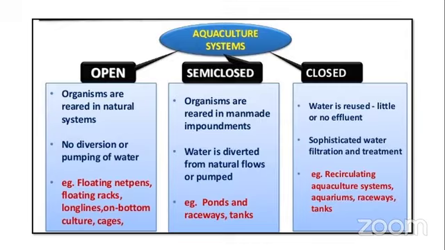The aquaculture system can be open, semi-closed, and closed type. We have discussed the open and semi-closed types. Now it is the closed type of system. Just see the third one: water is reused, little or no effluent, sophisticated water filtration and treatment. So here in RAS, we are filtering the water and reusing the water. Recirculating aquaculture systems and raceway tanks are made to reuse the water. Next slide, please, sir.